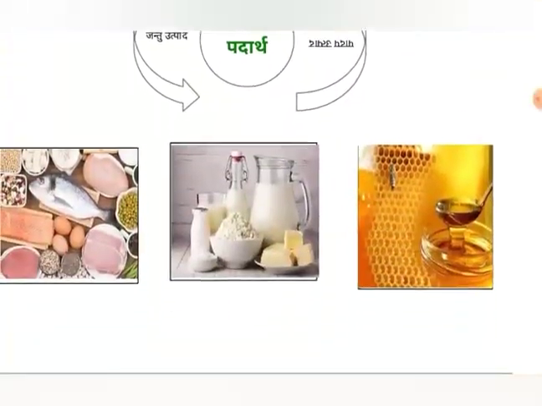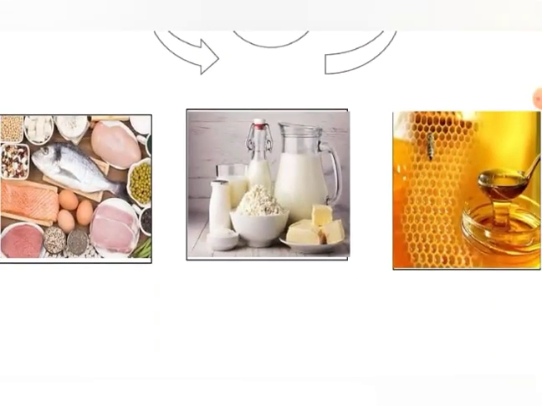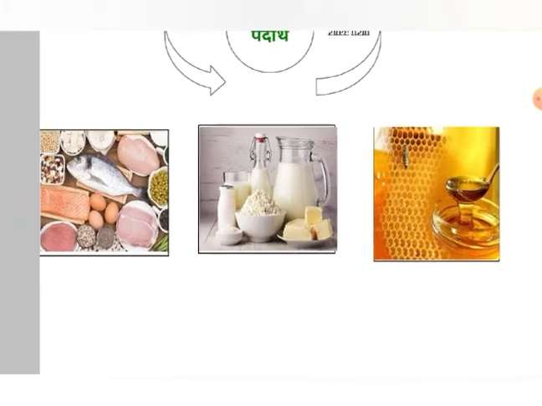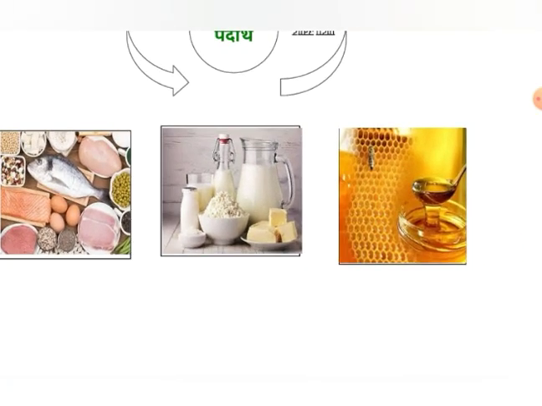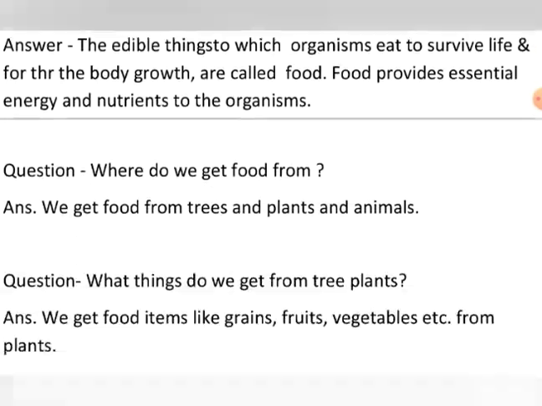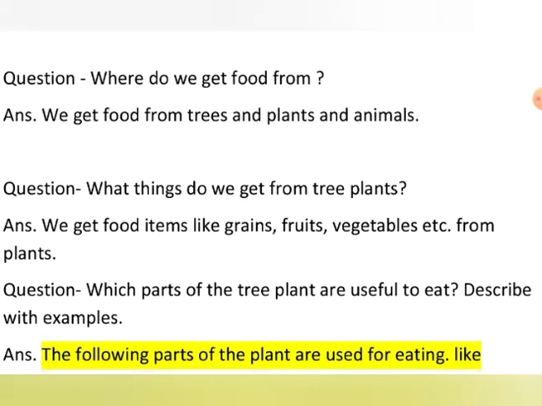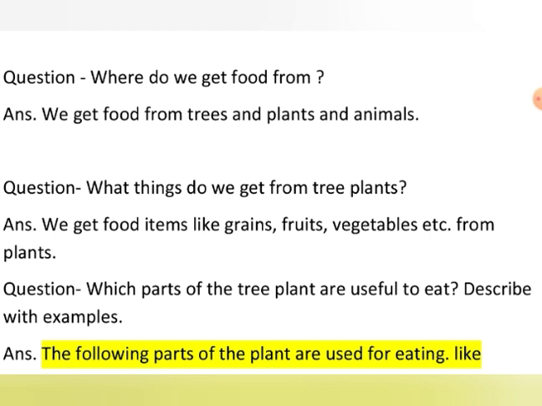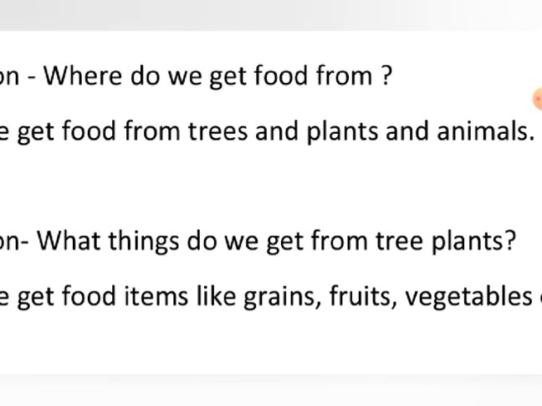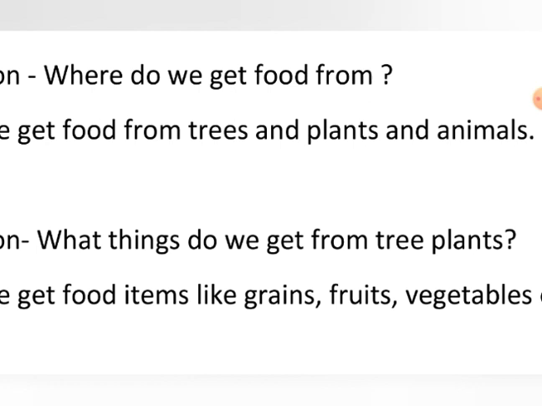In another picture, you see here there are eggs, meat, fish, milk products and honey. All these are from animals. So if we discuss where we get food from, the right answer is this: we get food from plants and animals. It is mistakenly misprinted here. You need not write tree. Okay, so it is misprinted here.